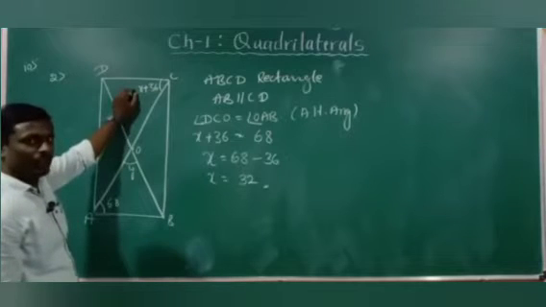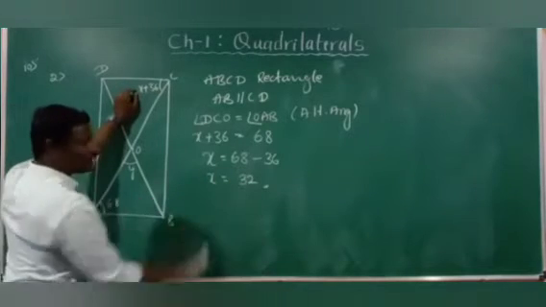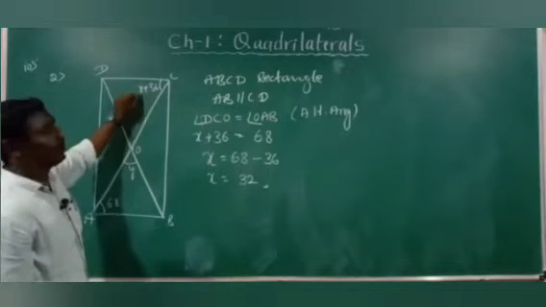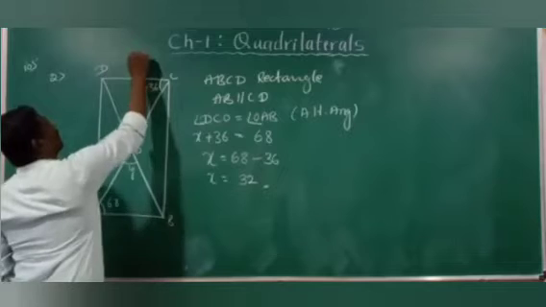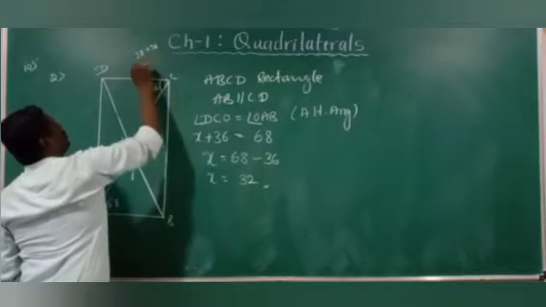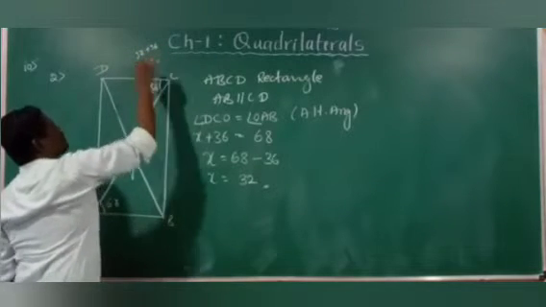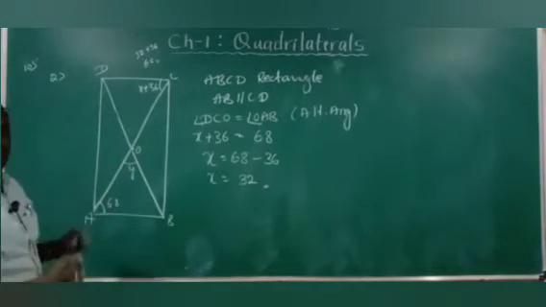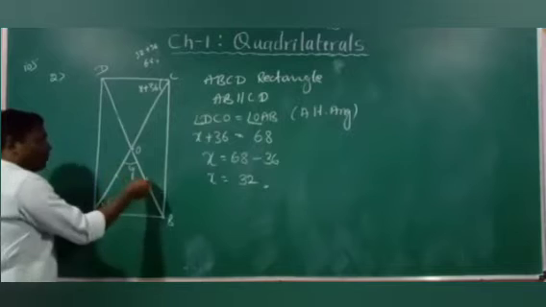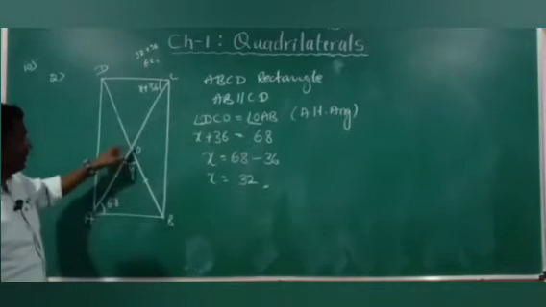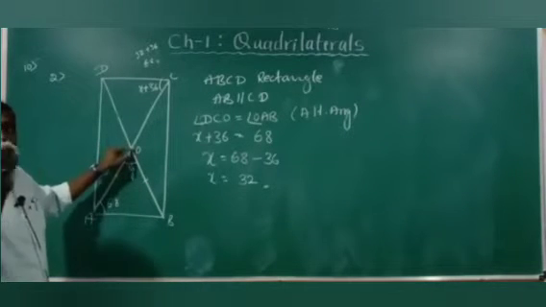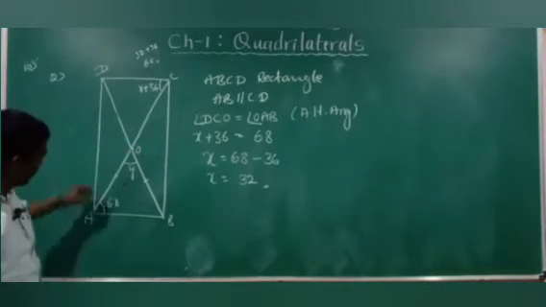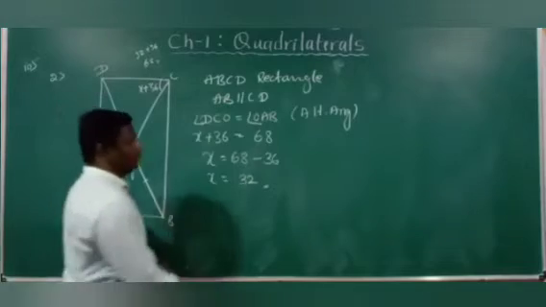Just verify whether our calculation is correct or not. 36 plus 32, because the X value is 32, so 32 plus 36, the sum of these two is equal to 68. So alternate angles are always equal. Okay, now we need to find the Y value. We already know that the diagonals of a rectangle bisect each other. So here OA is equal to OB.